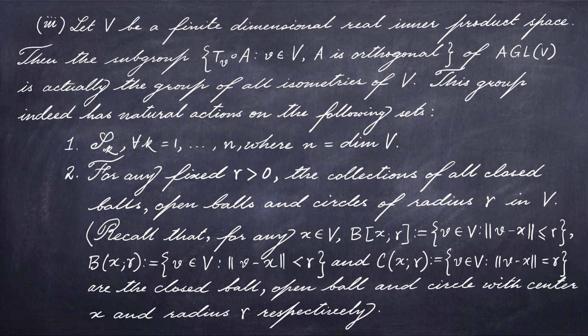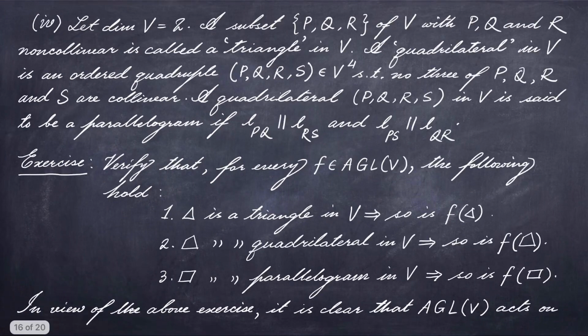Since any map here is an isometry, it is easy to see that this group, that is the group of isometries of V, acts on the collection of all closed balls of any given radius. Similarly for the open balls of a fixed radius, and the collection of all circles of some fixed radius. The radius is to be fixed because any map here preserves the distance between any pair of points.